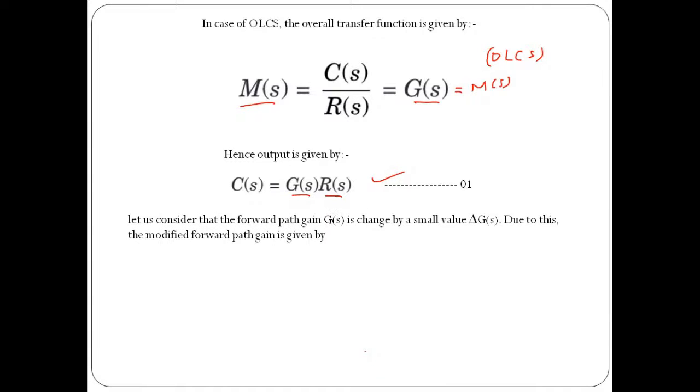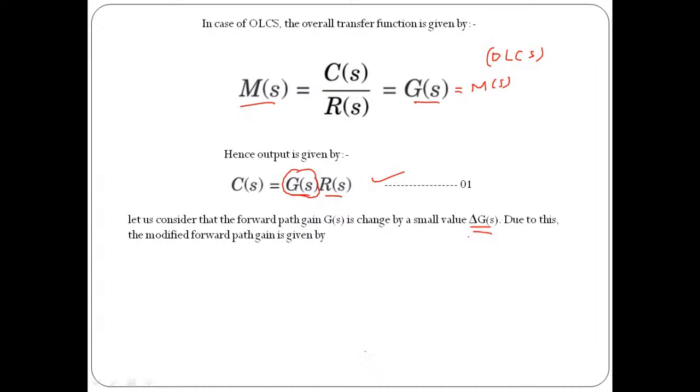Now we will change the value of the forward path gain, because ultimately we want to identify how the output is going to change if we change the parameter of the system. So here this G indicates the parameter of the system. So what we are going to do now is change this particular parameter by a small value. That value is nothing but delta G(s).